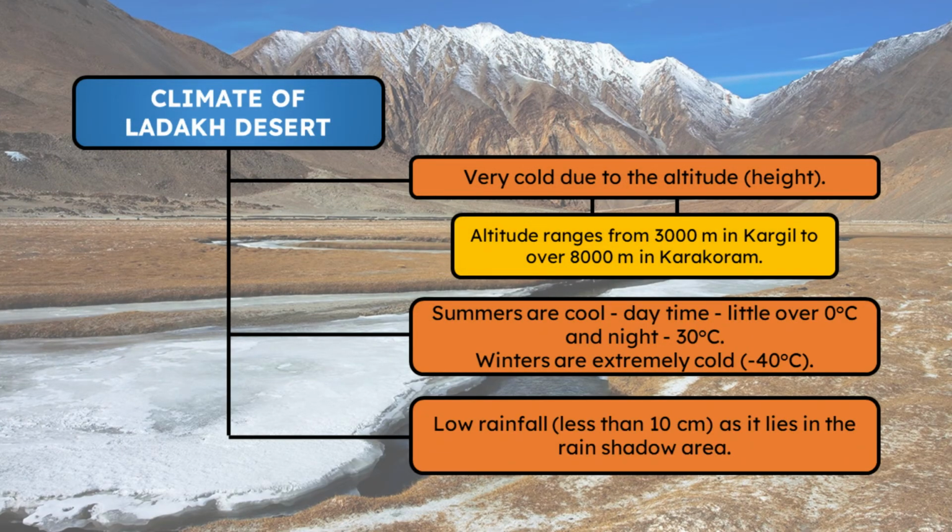The climate of Ladakh Desert is very cold. During summers, the climate in the morning is usually a little above 0 degrees Celsius, and at night it is below minus 30 degrees Celsius. And during the winters, it is minus 40 degrees Celsius. And this is due to its altitude. And the altitude of this place ranges from 3000 meters in Kargil to over 8000 meters in Karakoram. And there is very low rainfall because it lies in the rain shadow region, and usually the rainfall is less than 10 centimeters.